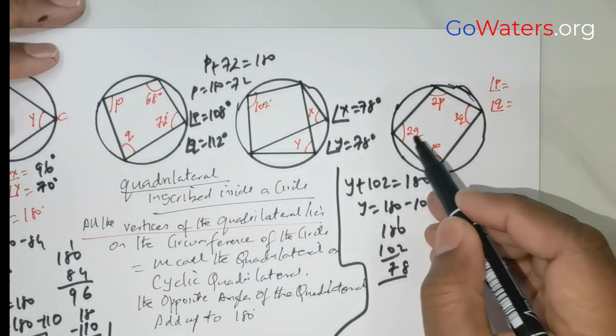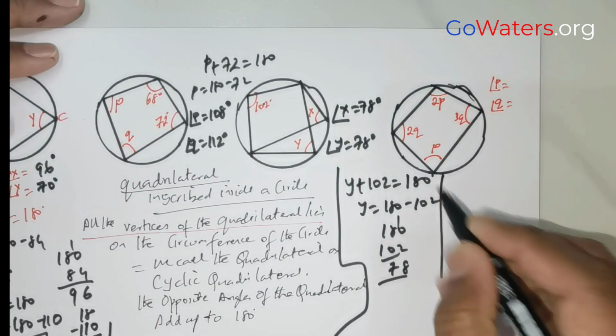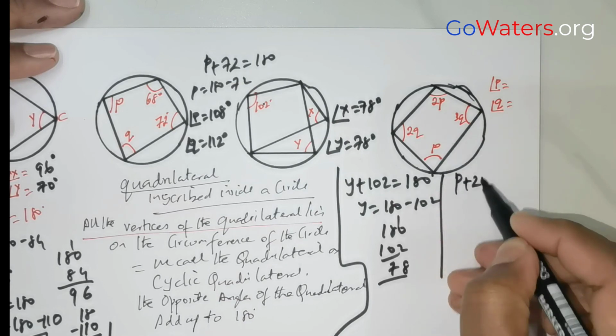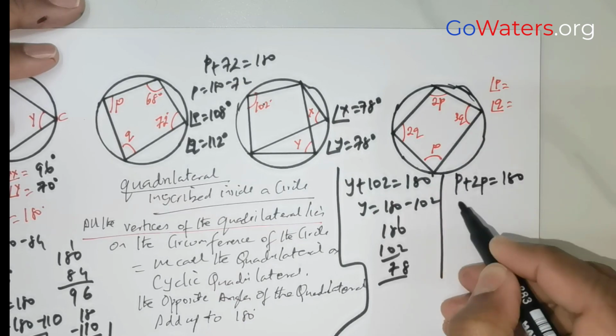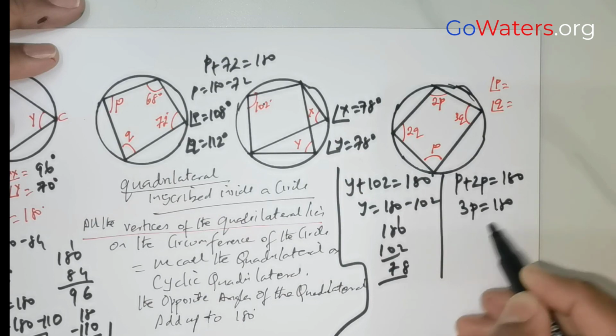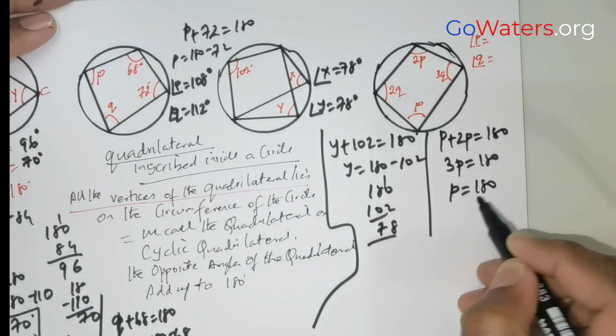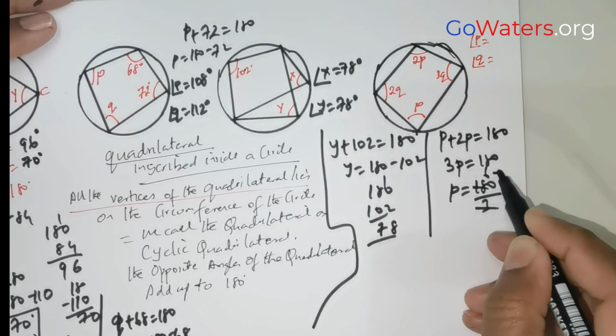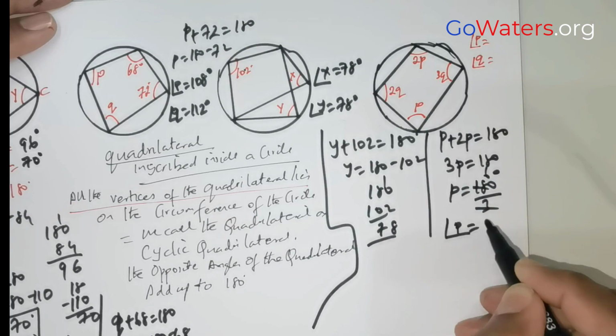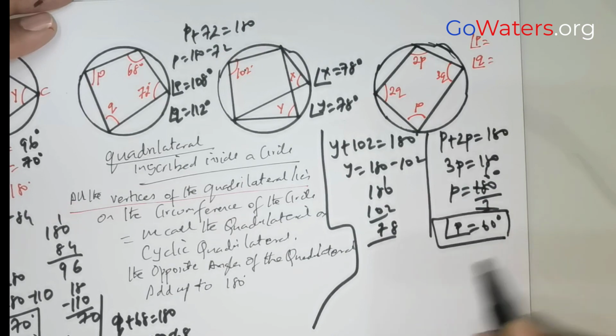Now we are expected to find Q and P. So clearly we know P added with 2P is equal to 180. So 3P is 180. So P is 180 divided by 3, which is 60. So angle P is 60 degrees.